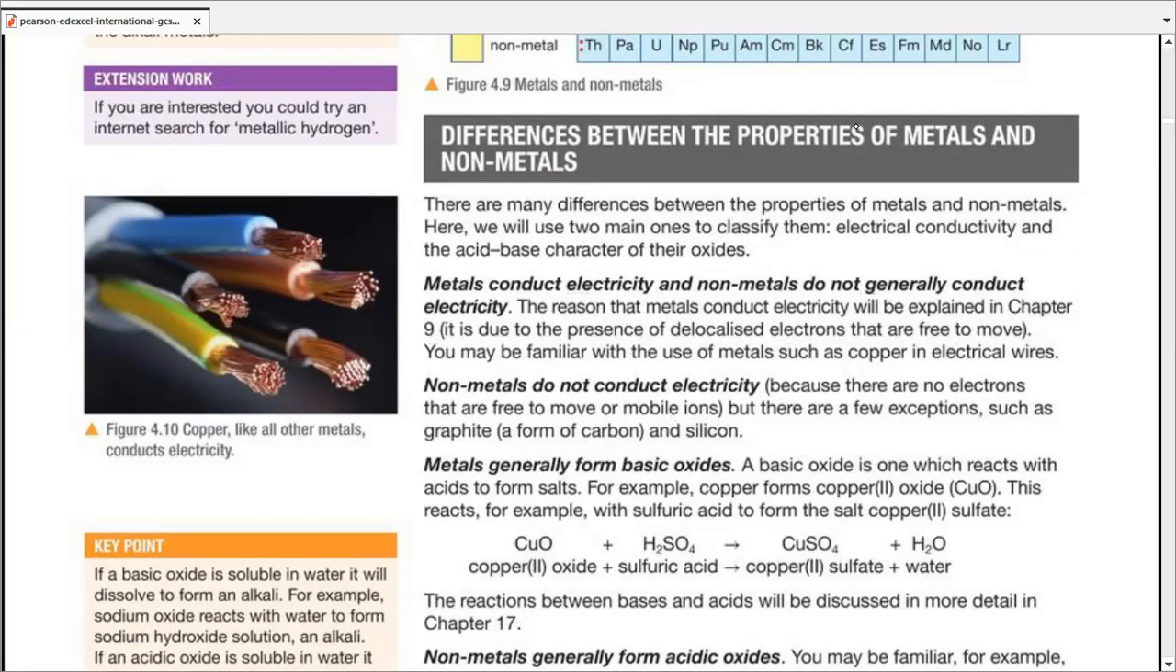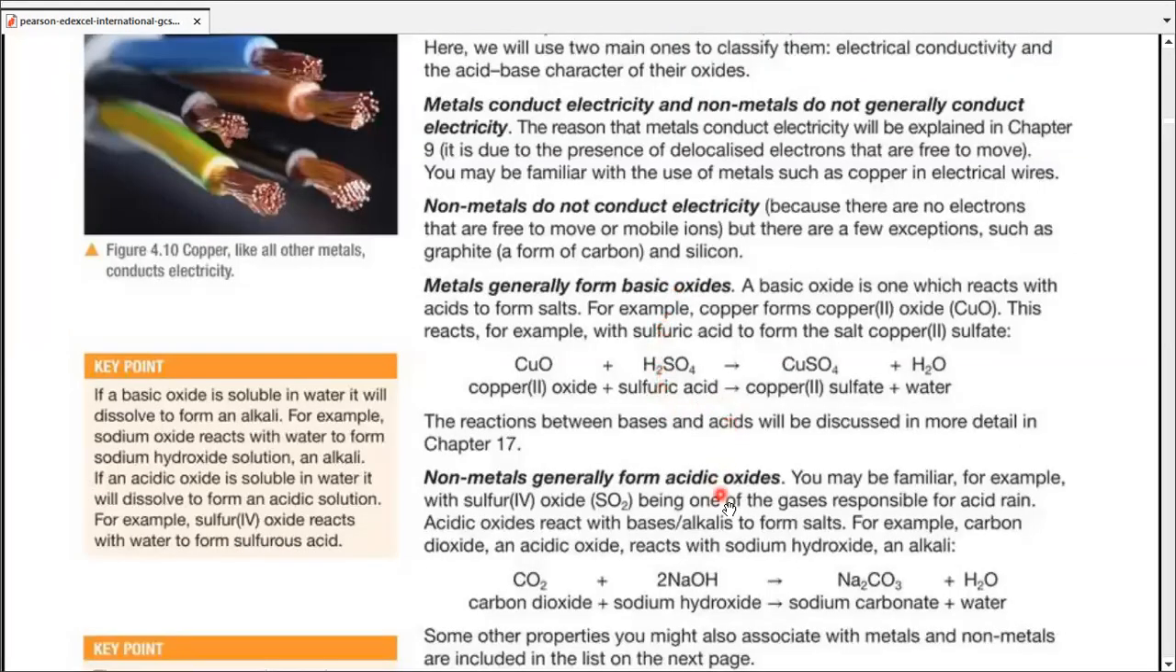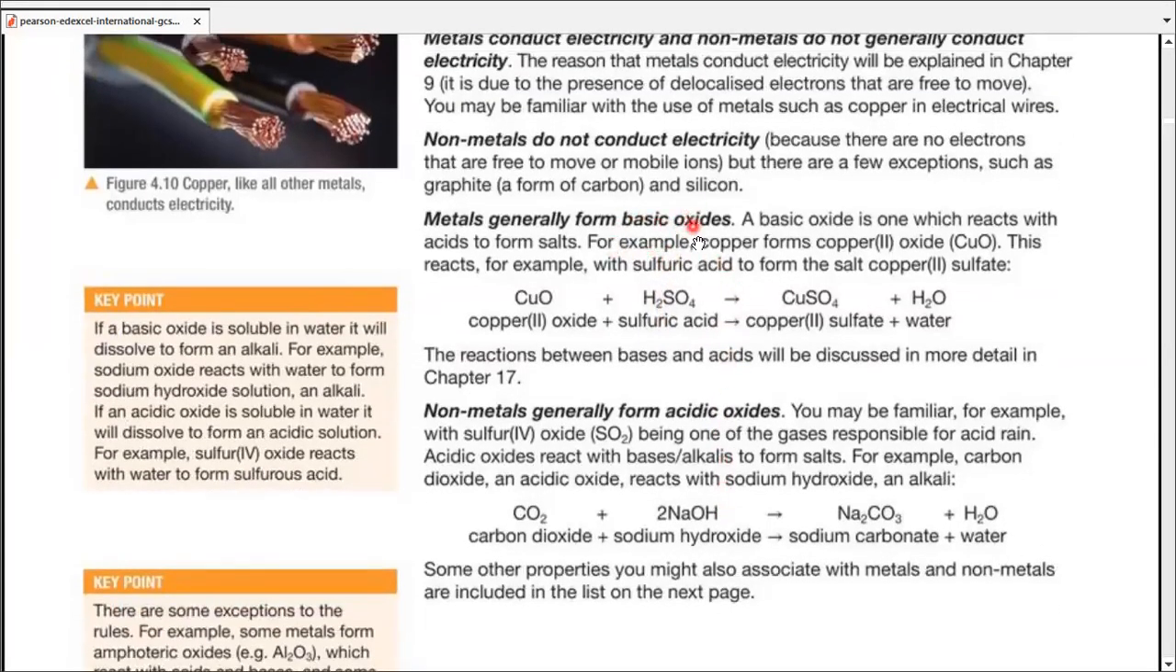Now let's talk about the second property. We're just going to touch on these properties, since the clear view of these properties is explained in upcoming chapters. Now metals generally form basic oxides. What does the word basic oxide mean? A basic oxide is an oxide which reacts with acids and forms salt. It may also form water along with it. So a metal can form an oxide, a compound with oxygen, in such a way that it reacts with an acid and it forms a salt, and forms water along with it. This is also discussed in detail in chapter number 17.